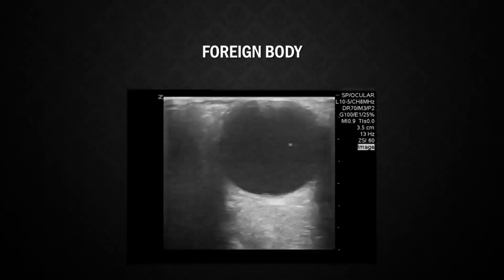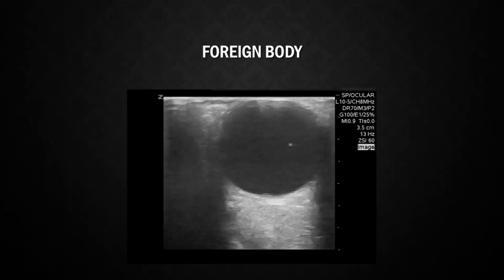Foreign body. So patients will typically present with redness, tearing. They might have decreased vision. They may say, I feel like there's something in my eye, or see flashes of light. You will typically see an abnormal echogenic structure, and there might be some artifact from it.